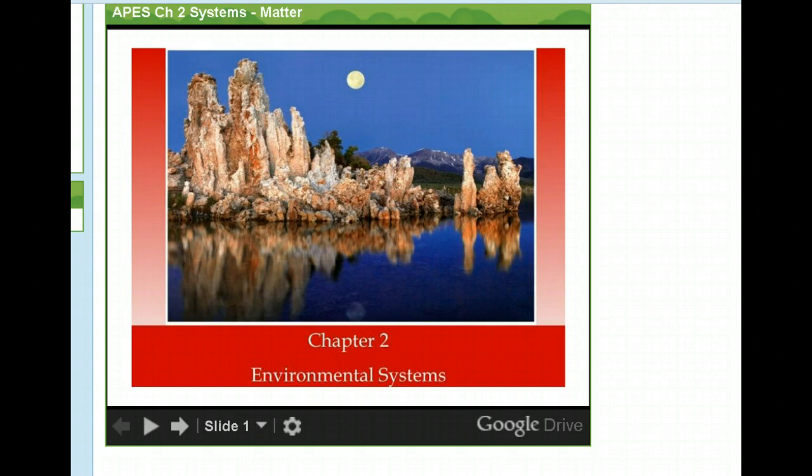We're going to talk about systems in chapter 2 and about some chemistry. I'll remind you guys about some chemistry that you should already know, but I'll review it with you. So first of all, we're going to talk about systems, and we talked about that a little bit in chapter 1, and now we're going to go into it deeper.